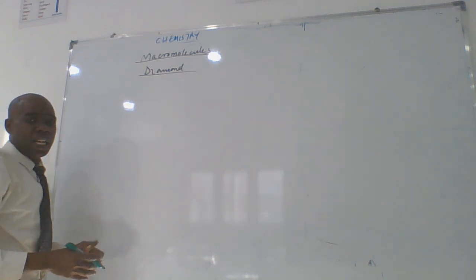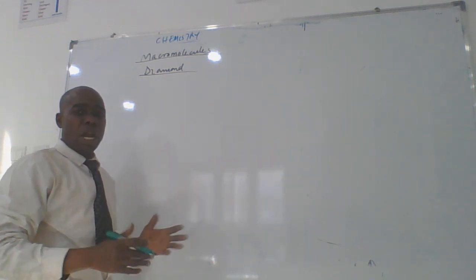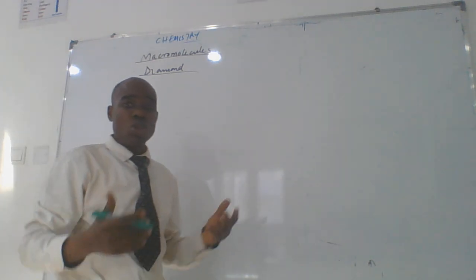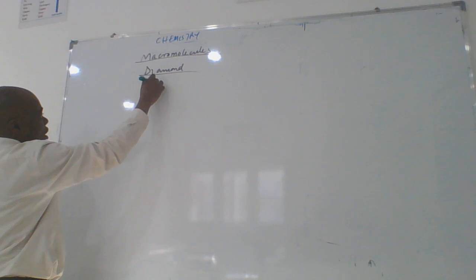Diamond forms a giant macromolecule. Diamond forms what? A very giant structure. And here we go. This is the structure of diamond.